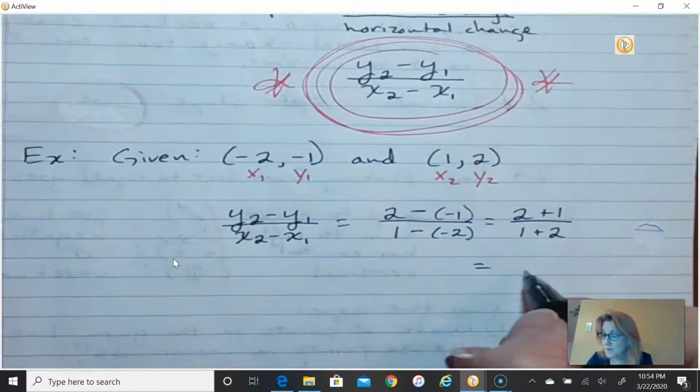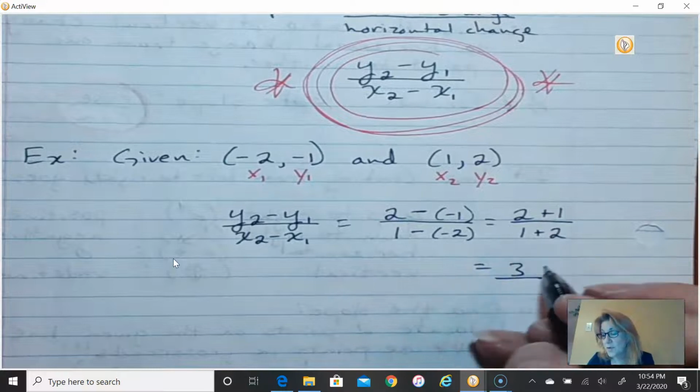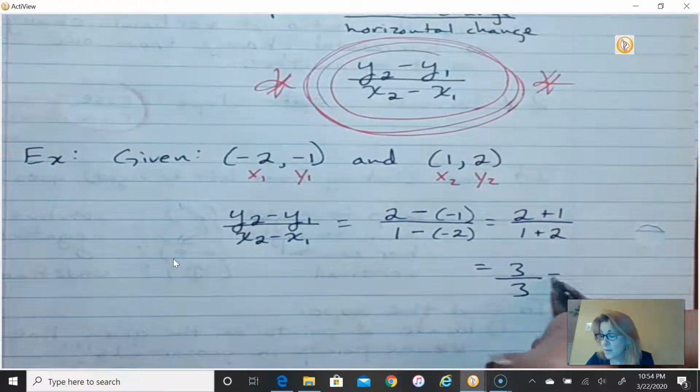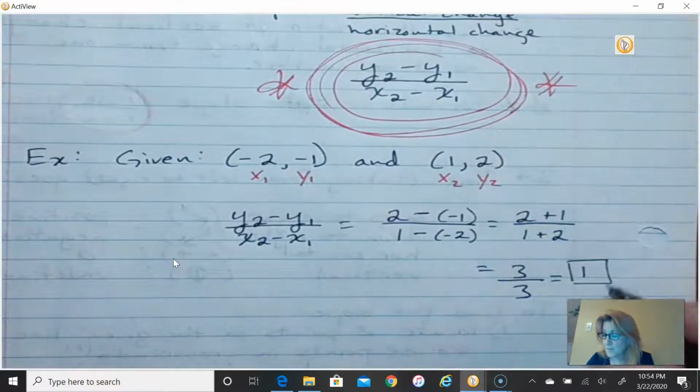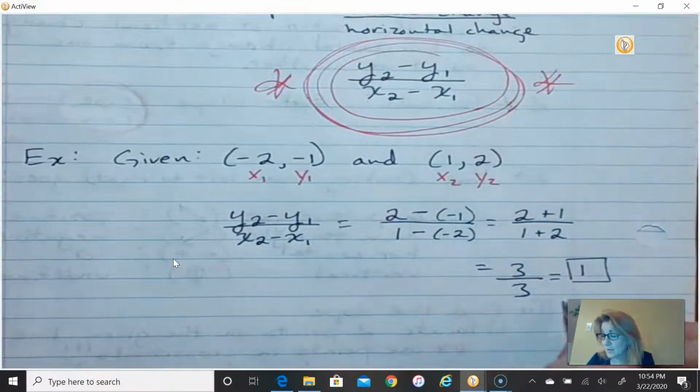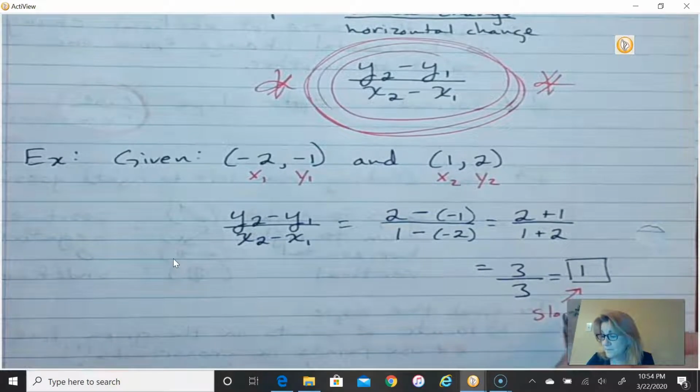2 plus 1 is 3. 1 plus 2 is 3. So then 3 over 3 is 1. That's your answer. That is your slope for this problem. Yep, it sure is.